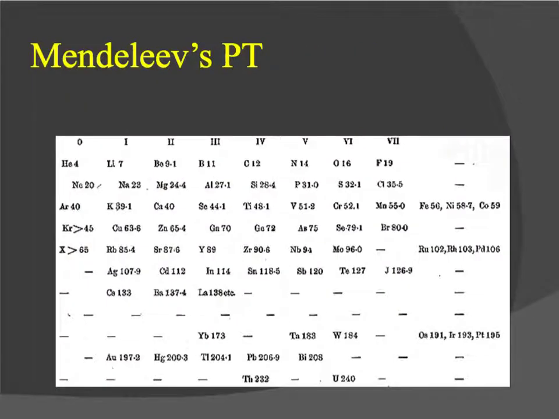Here's an example of his periodic table, what it looked like. You can see it looks a little bit different than the one that we have now. So you can see on here the empty spaces that were left. Those are the places where he predicted elements would be, and he actually found that there were elements that fit in those places, they just weren't discovered yet.